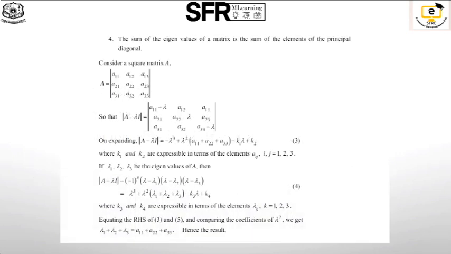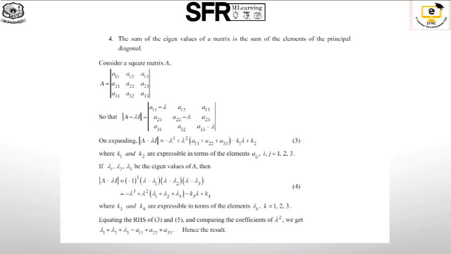The fourth property is: the sum of the eigenvalues of a matrix is the sum of the elements of the principal diagonal. First of all, we take a square matrix. Here, 3 rows, we take a 3 cross 3 matrix: A11, A12, A13, A21, A22, A23, A31, A32, A33. Next we find the modulus of A minus lambda I, which is equal to the determinant with rows: A11 minus lambda, A12, A13; A21, A22 minus lambda, A23; A31, A32, A33 minus lambda.